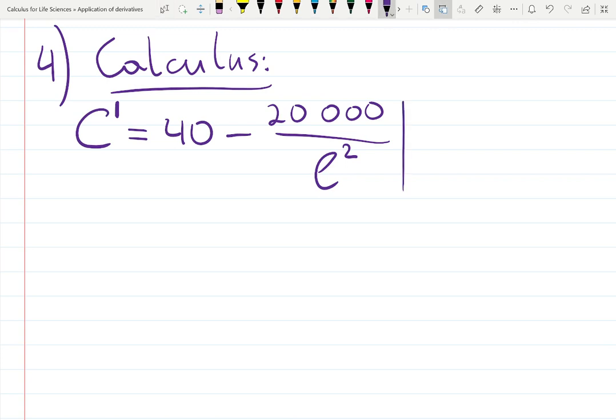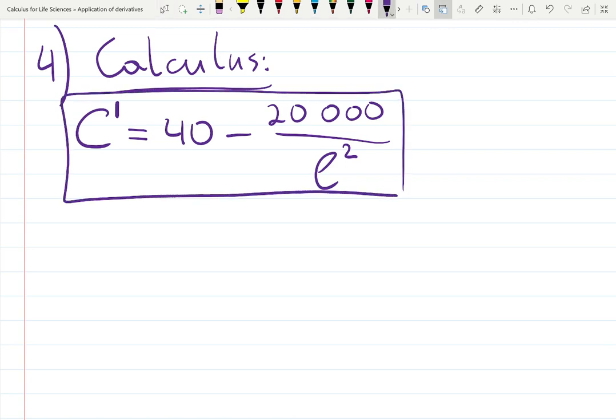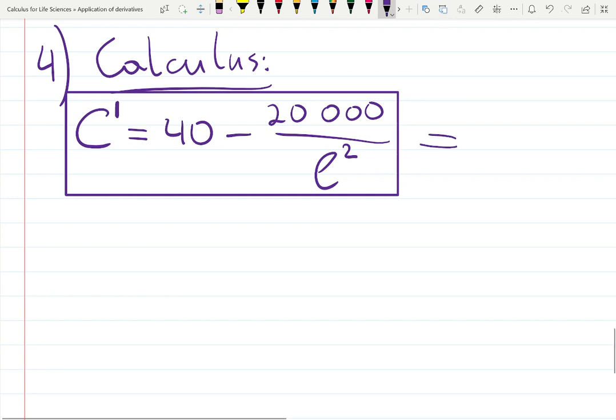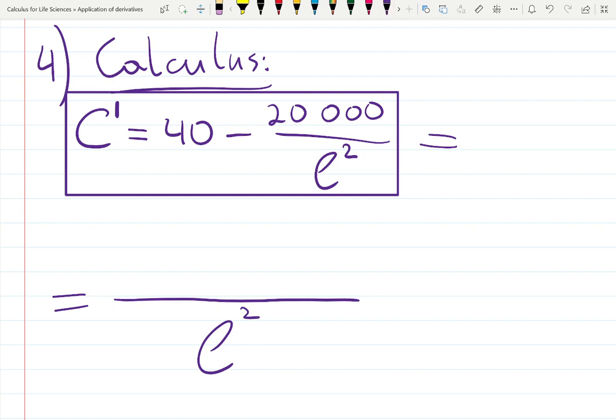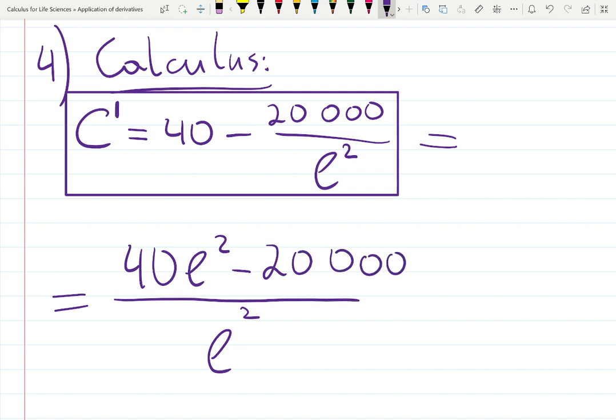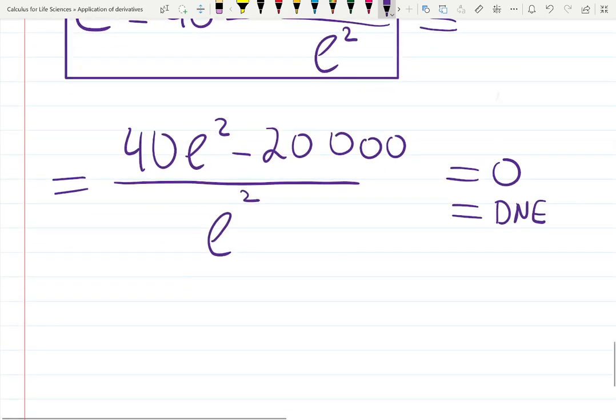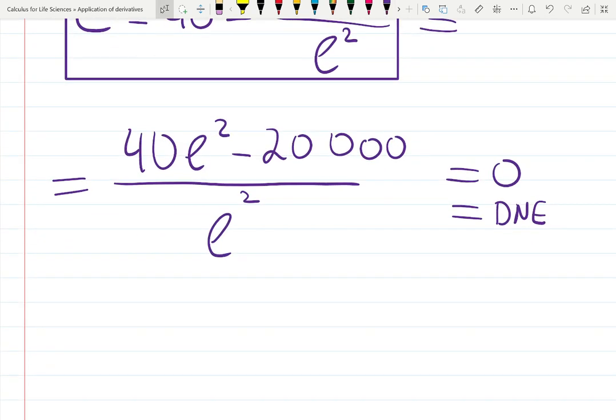This is my first derivative. I need to find zeros and DNE points. Here, I highly recommend to create a common denominator. Then you will not make mistakes. You see a fraction and a piece, or a fraction and a fraction, create a common denominator. It will give you 40L squared minus 20,000. And now, you want to find zeros and DNE points, which are called stationary and singular points.